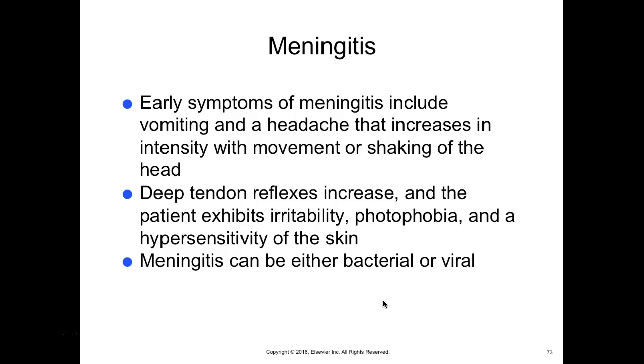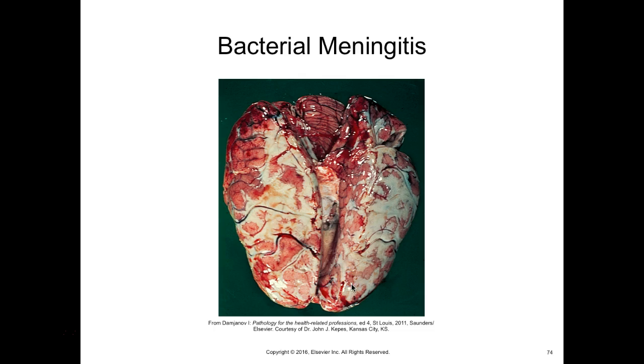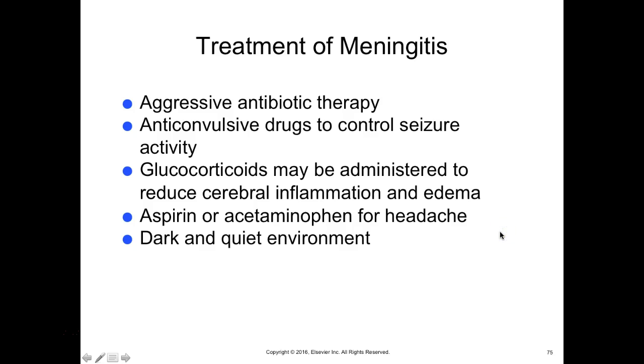Meningitis can be either bacterial or viral. Here's bacterial meningitis, which is the more severe type of meningitis. So viral meningitis, they may have kind of flu symptoms and the meningitis symptoms, and may have full recovery. Bacterial meningitis, if not treated, is deadly. So treatment: aggressive antibiotic therapy, anticonvulsive drugs to control seizures. Glucocorticoids may be administered to reduce cerebral inflammation and edema. Aspirin or acetaminophen for headaches, and dark and quiet environment.